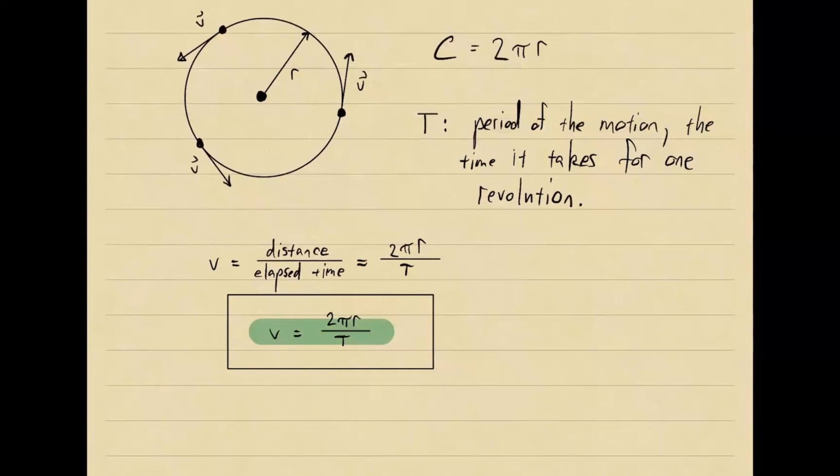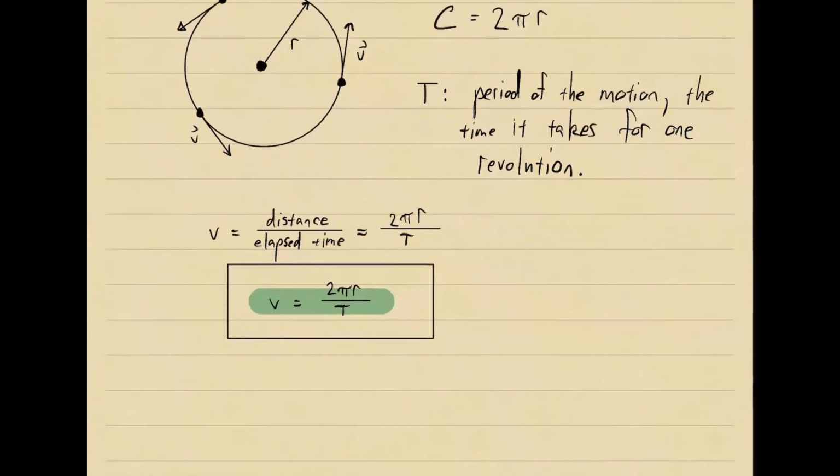If the object were to stop traveling in a circle suddenly, then the speed with which it will travel in a straight line is this speed v. And so let's look at an example. This will be example 1.